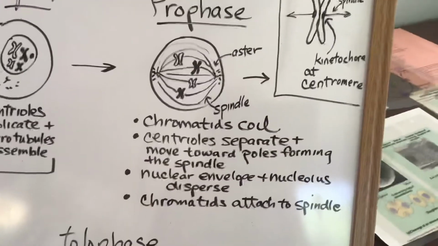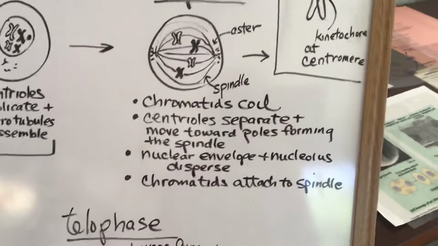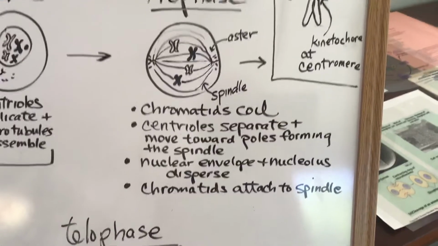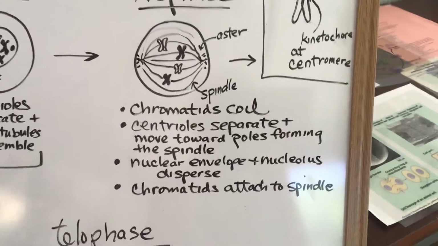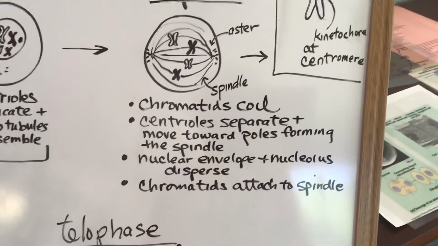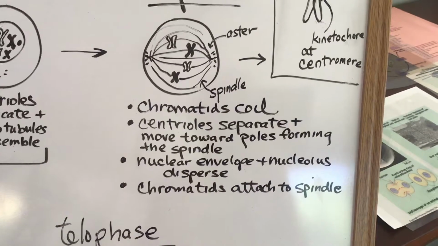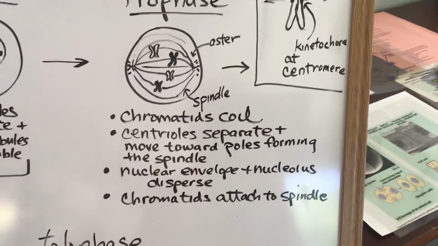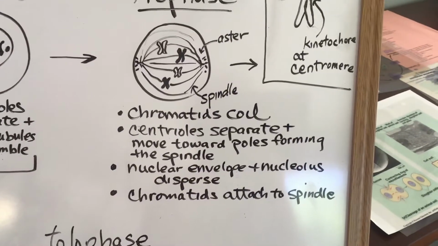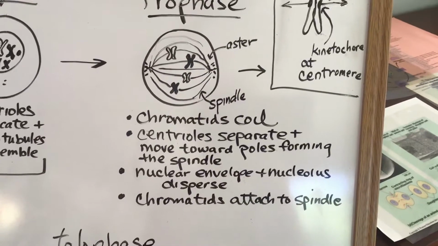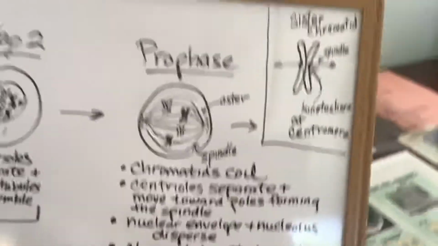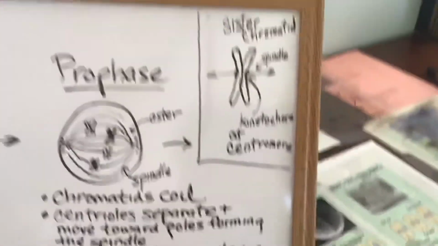So those 2 things are happening, and meanwhile what will start to happen is the nuclear envelope will start to break down, and the nucleolus will disperse, and that leaves the chromosomes free in the cytoplasm so that they can attach to the spindle. And the spindle then will have fibers that are going from each chromatid, or each side of a pair of sister chromatids, one to one side and one to the other centrioles on the opposite ends of the poles.